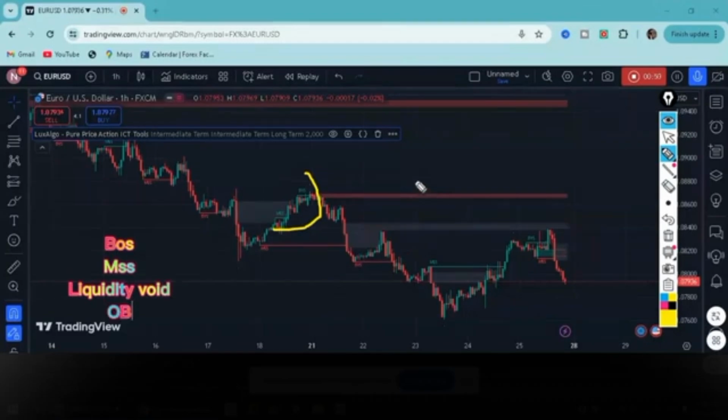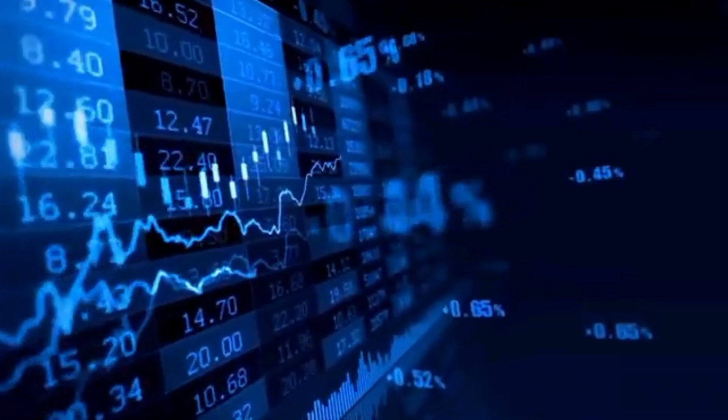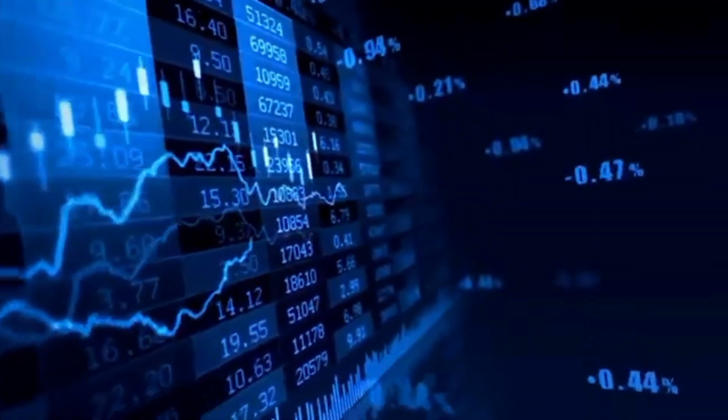It is the Pure Price Action ICT Tools, and as you can see on my chart right here, we have break of structure, market structure shift, change of character, liquidity voids, and order blocks. There is a lot this indicator shows. I've explained everything. In this video I would love to point out something: if you go against it, you're going to lose money.